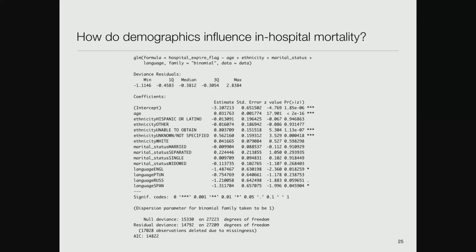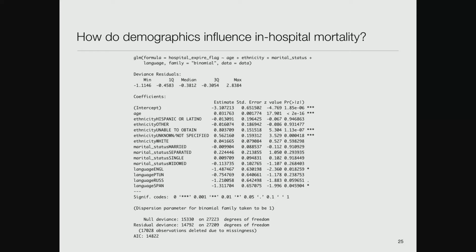It turns out that the only ones that are highly significant are age. That's not surprising, that older people are more likely to die than younger people. It's generally true. And if I'm unable to obtain your ethnicity, or I don't know your ethnicity, then you're more likely to die. I have no clue why that might be the case. And other things are not as significant.